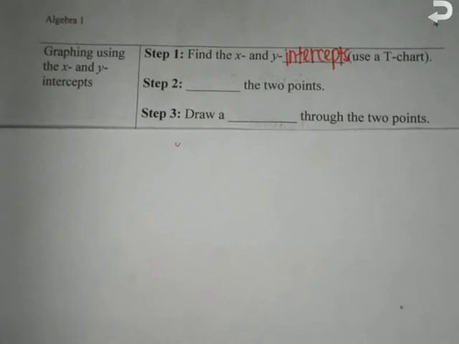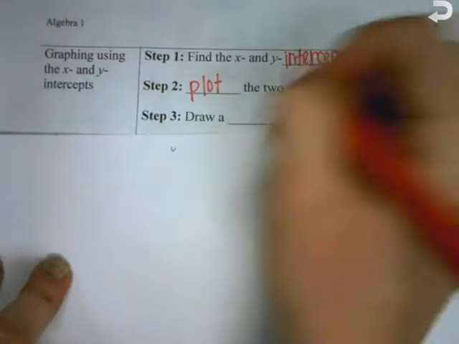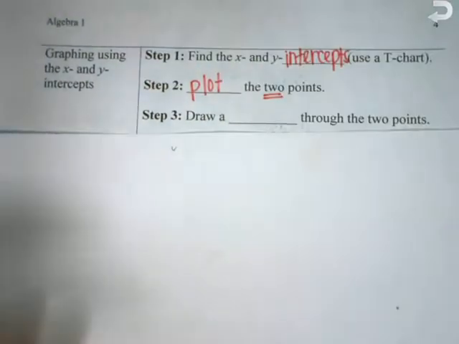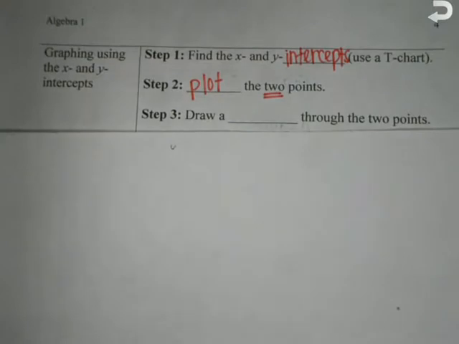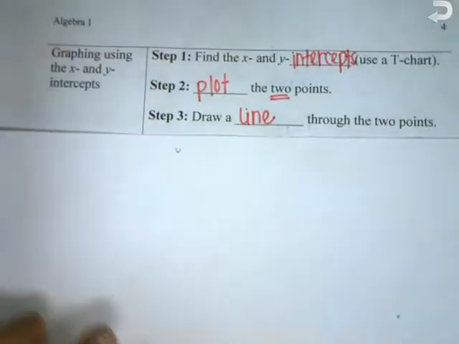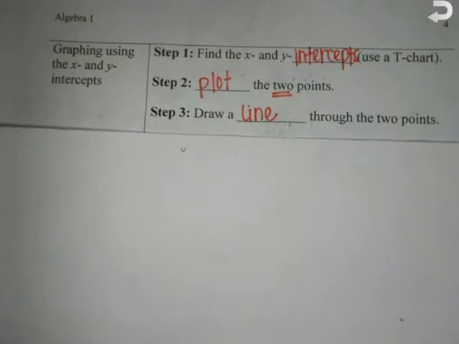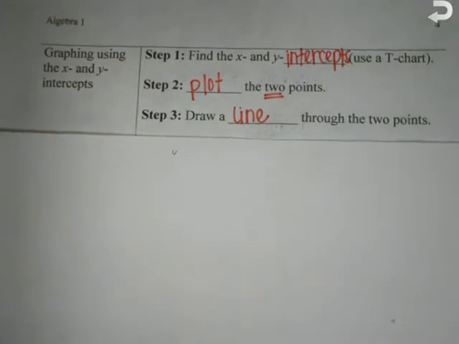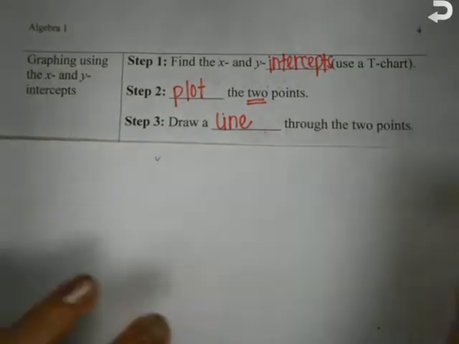Step 2, we will plot the 2 points, and I'm going to have you underline 2 points because remember that we get 2 points as our answer. They don't combine to make 1 point. Then we are going to draw a line through the 2 points. And you put arrows at the end, always. Actually, we'll draw a little line with arrows at the end to remind yourself. You always put arrows at the end of a line.